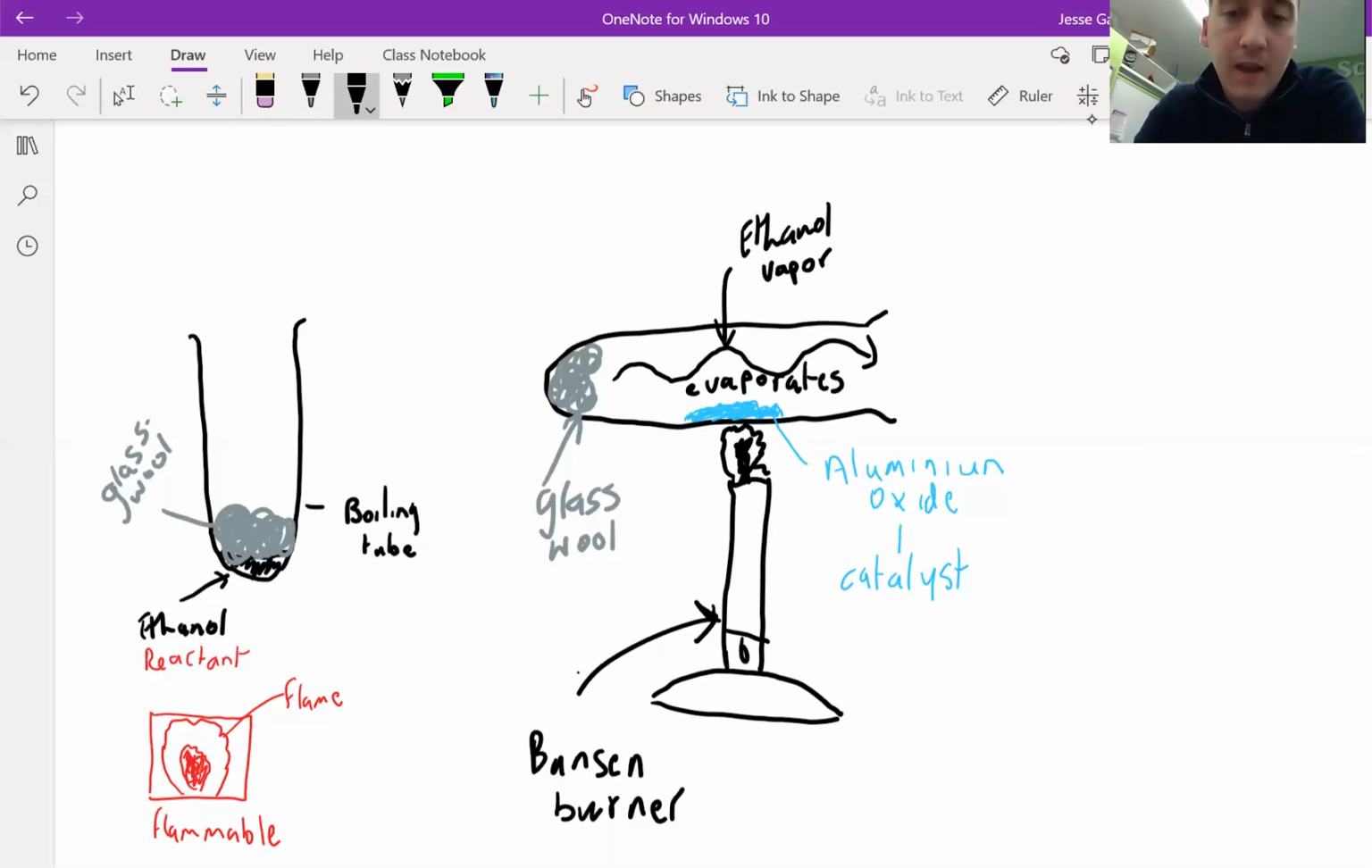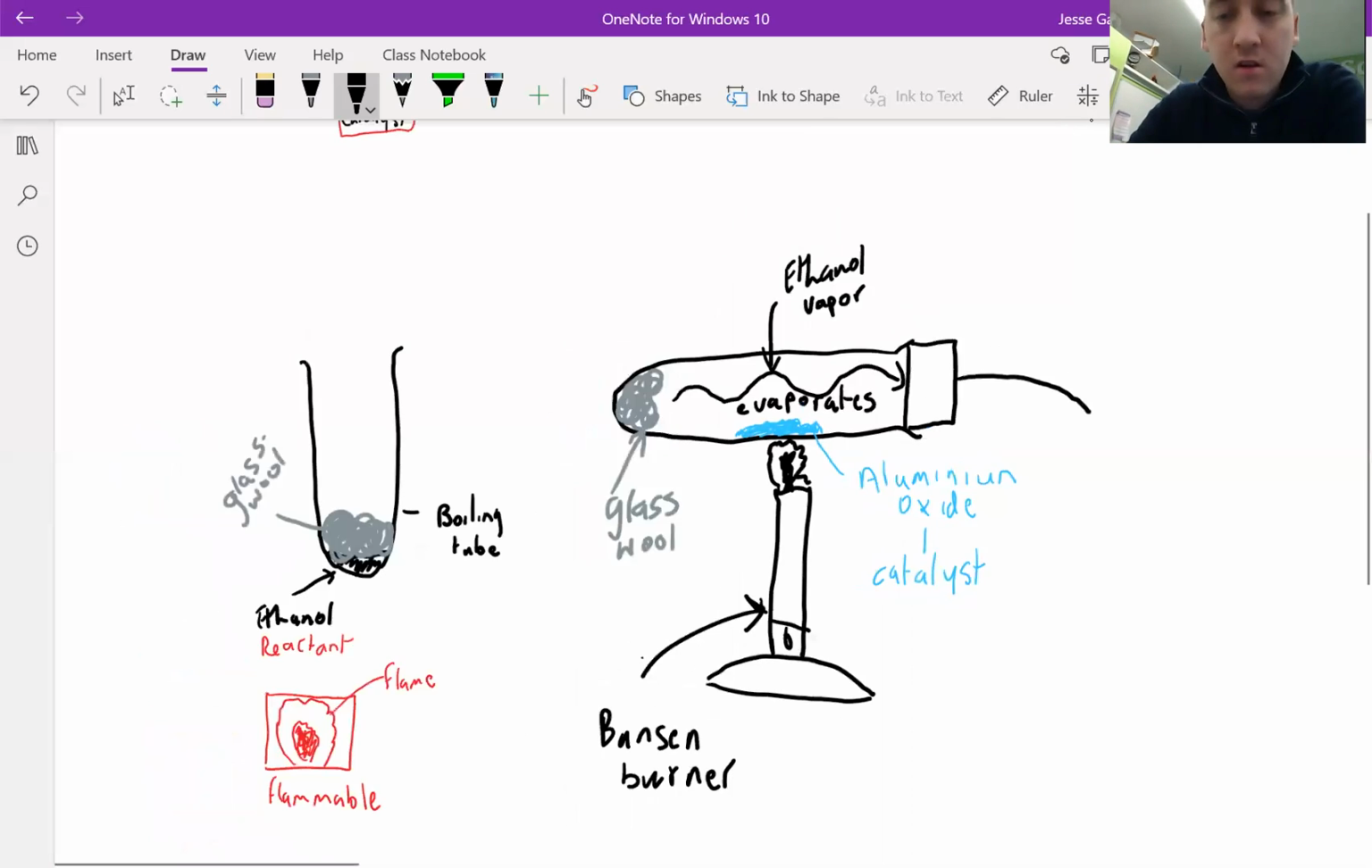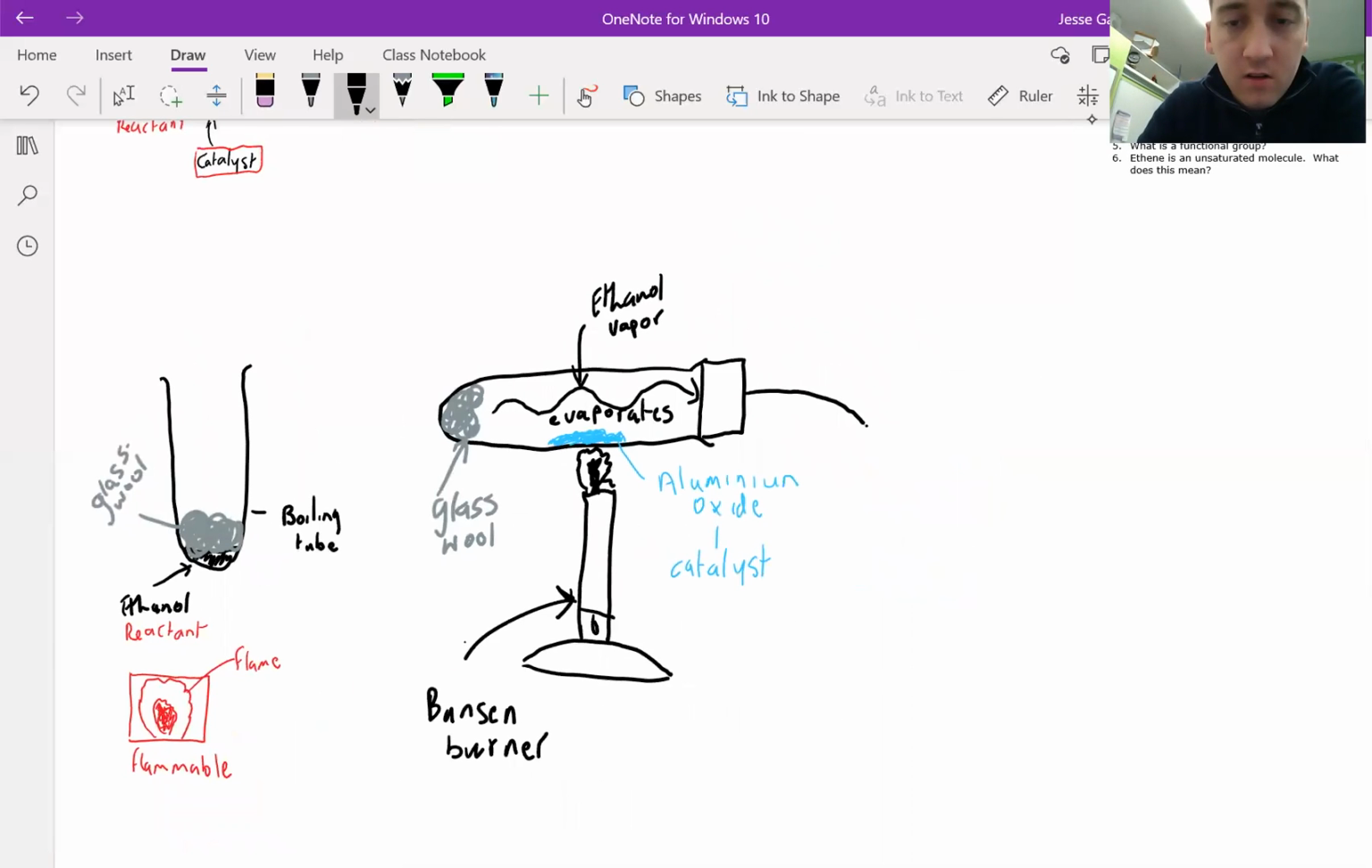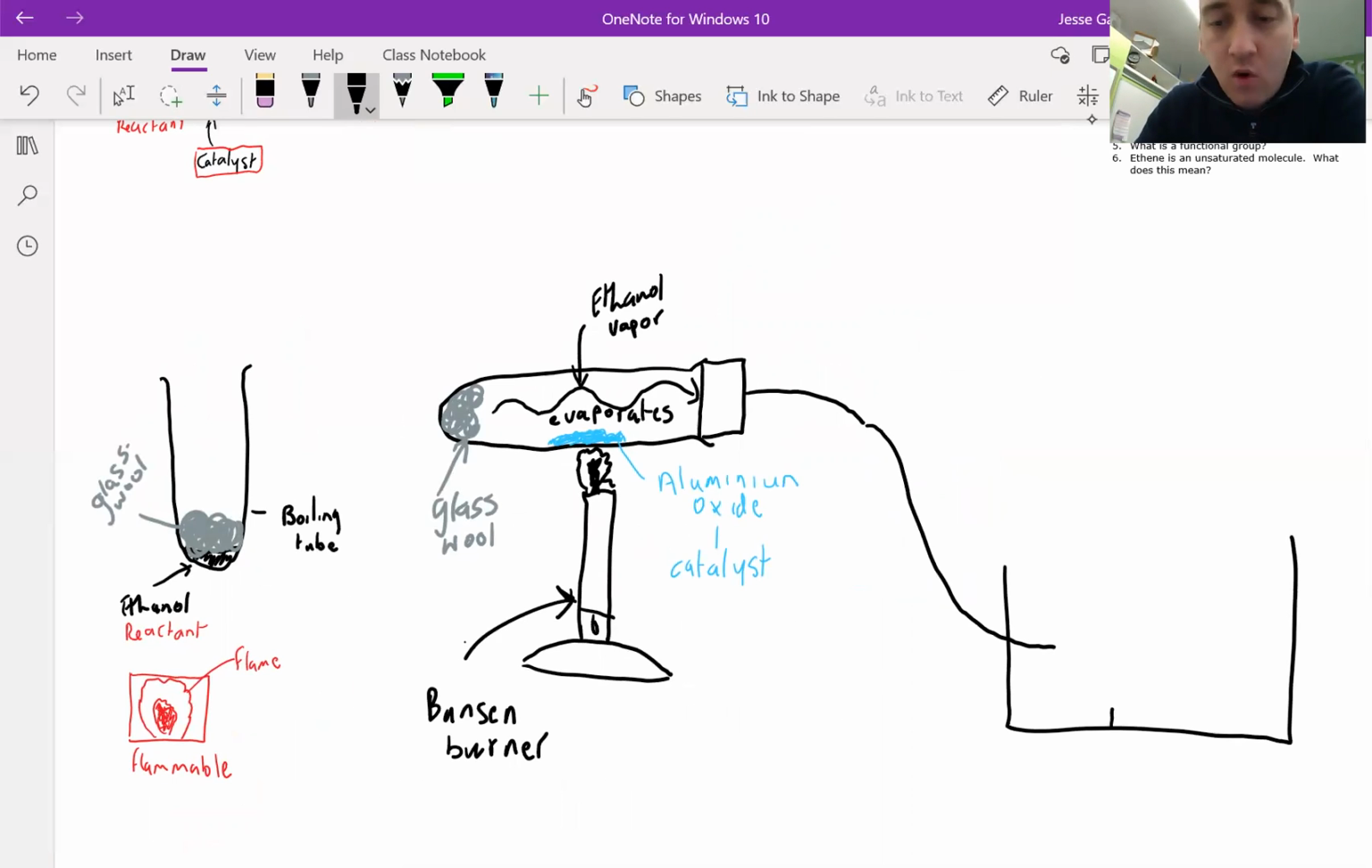Ethanol vapor. Now, at the top of the tube is a rubber bung that we have placed. Okay, so a rubber bung. And the rubber bung has a tube which is going to travel to a water basin. And in the water basin, we're going to have a special type of shelf called a beehive shelf.